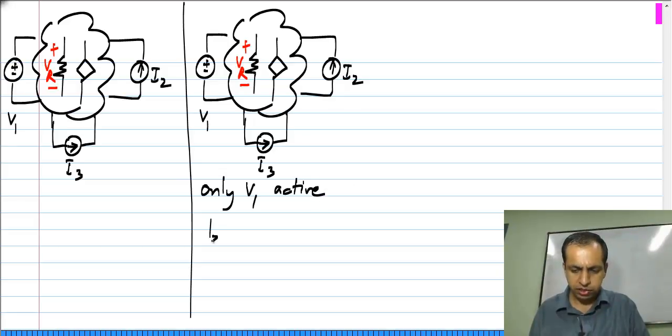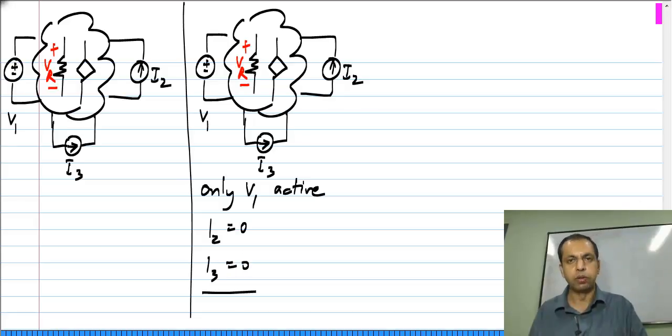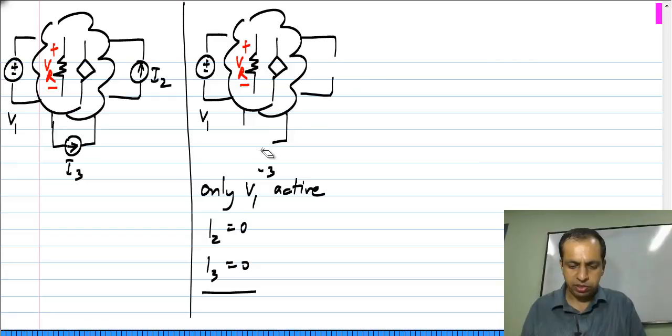This means that I set I2 to 0 and I3 to 0. Okay. So, what does it mean to set a current source to 0? When a current source is 0, we know that it is an open circuit. We have discussed this earlier as well. A 0 valued current source is an open circuit, because that means that no current flows between these two along this path. So, basically I have replaced them with open circuits.